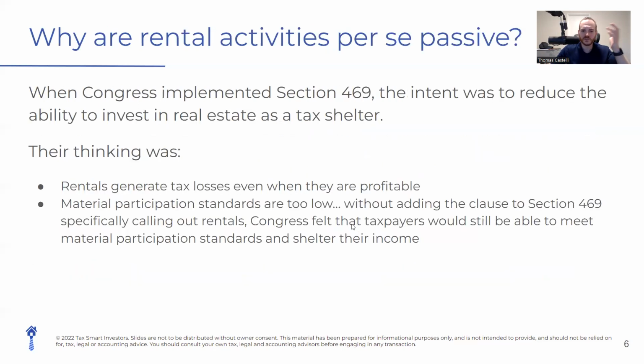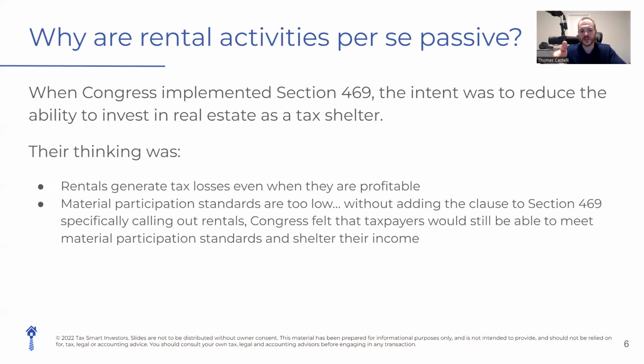Okay. So why are rental activities passive? Well, as we discussed before, Congress's intent with Section 469 was to reduce the ability to invest in real estate and use it as a tax shelter. Remember, all these highly compensated individuals were buying up all these properties, doing very little to no work on them, and basically just taking massive losses against their income. And it just became very controversial. So they decided that we're going to get rid of them.